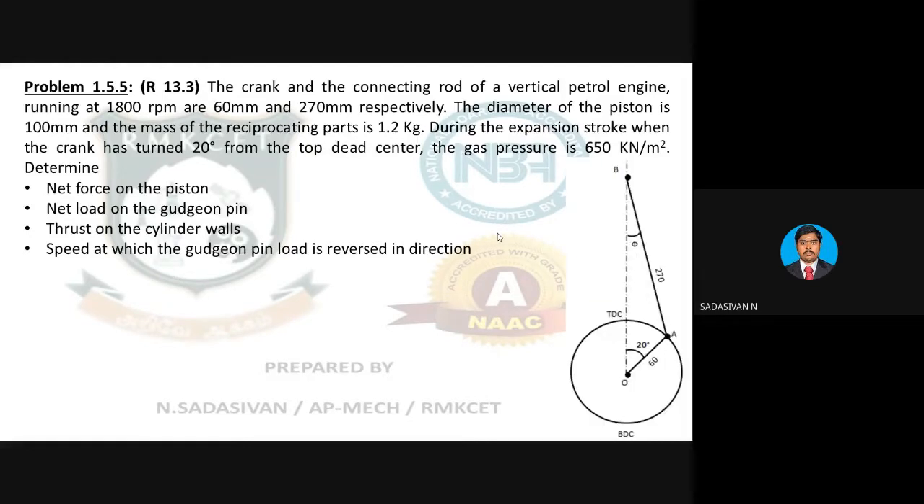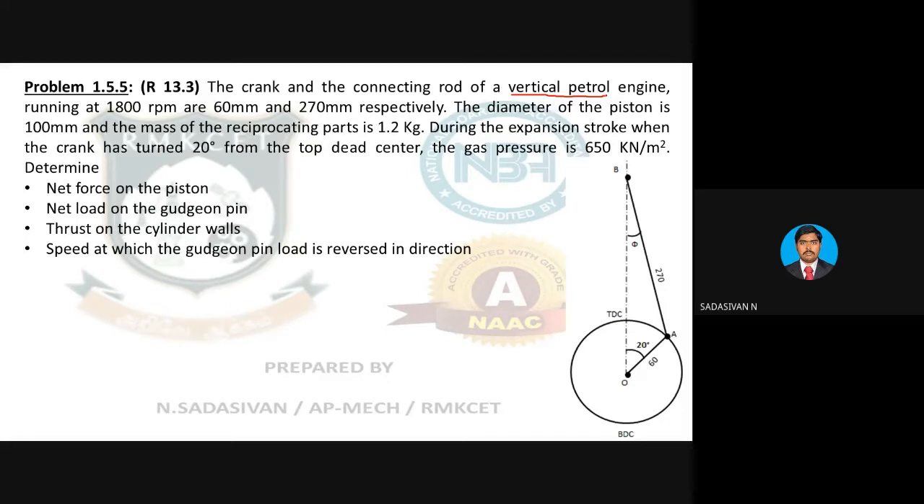Write down the given. This is the diagram for the given. It is a vertical engine. Keep in mind, it is directly mentioned in the question: vertical petrol engine. Only if nothing is mentioned, it is horizontal. Or if they are giving a vertical engine diagram, it is vertical. Normally in exams, you will not get the diagram for the questions.